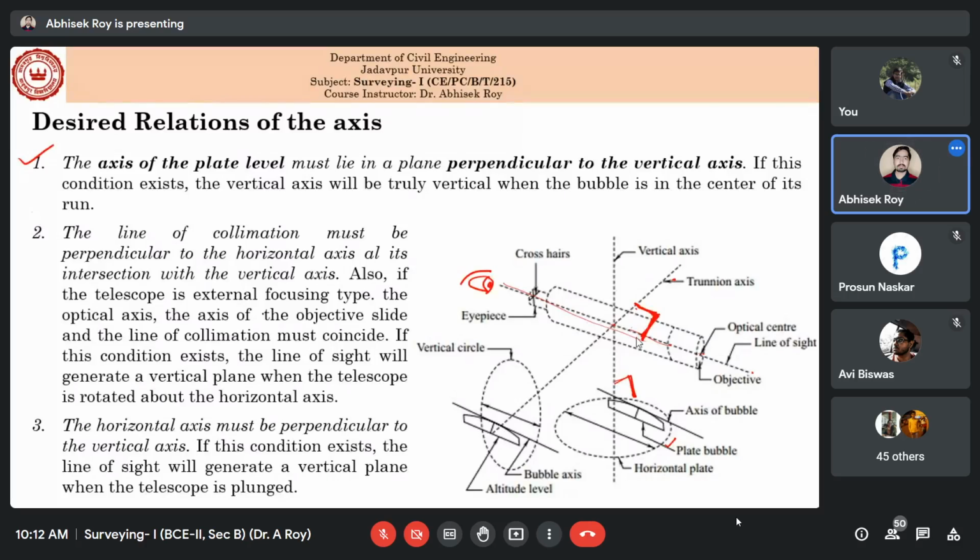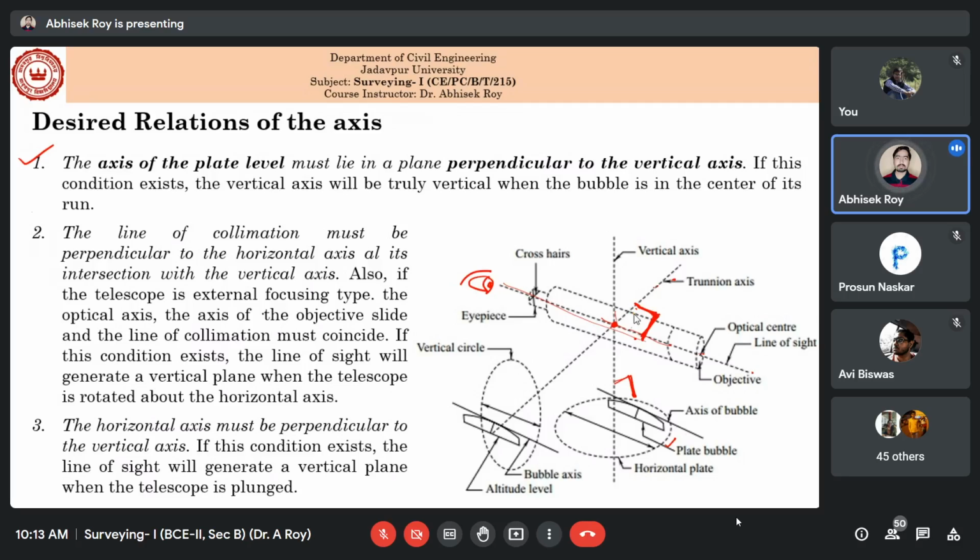Okay, the line of collimation must be perpendicular to the horizontal axis at its intersection with the vertical axis. So if you look at the intersection of the line of collimation and the vertical axis, at this point the line of collimation should be at 90 degrees with the trunnion axis.